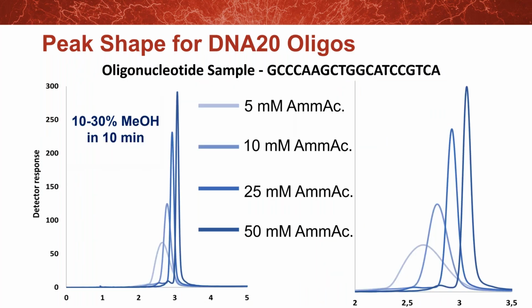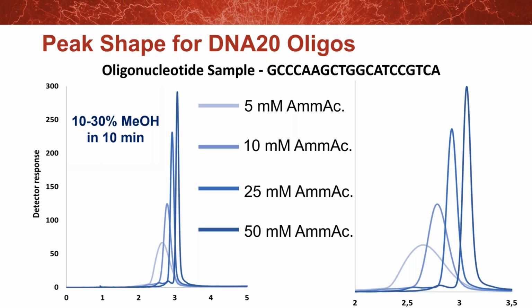So on the left, this is for the DNA 20 oligos. That is 10 to 30% methanol in 10 minutes, and you can see just the difference of 5 millimolar, 10 millimolar, 25 millimolar, and 50, just these needle-thin peaks. And this is really zoomed in, but for the detector response for this type of analyte, obviously, as you increase the salt concentration, you're going to get those really sharp peaks.